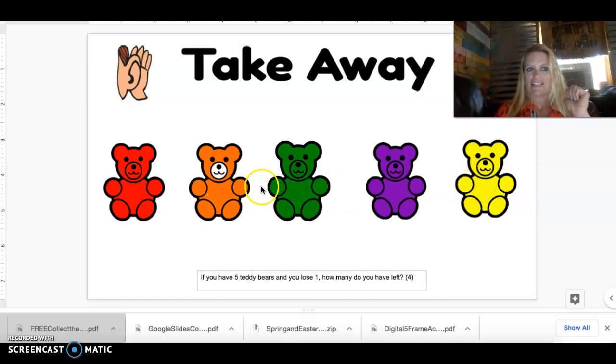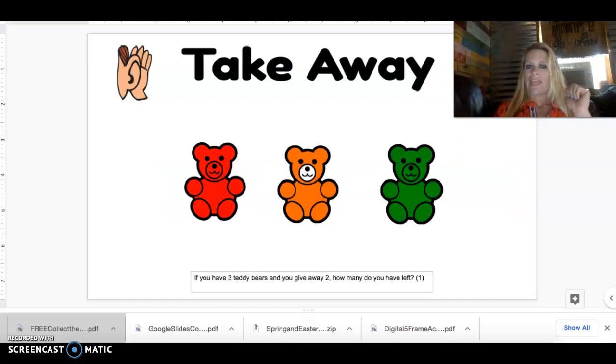All right, let's do one more. If you have 3 teddy bears and you give 2 away, how many will you have left? You have 3 and you give 2 away. 1, 2. How many will you have left? 1. I lost these 2. I will have 1 left.